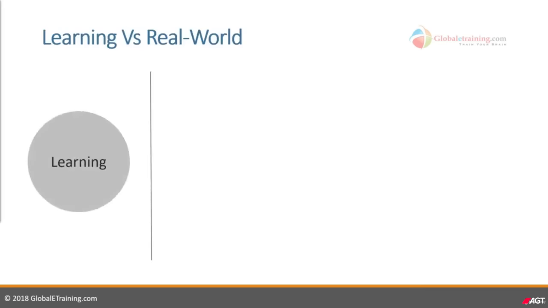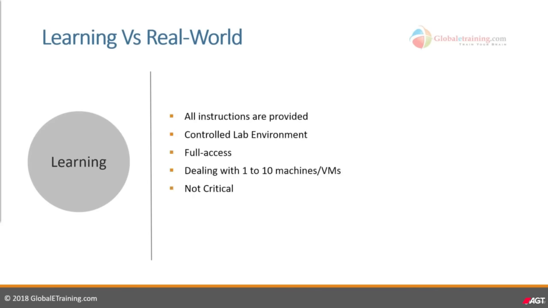Learning versus real world. In learning, all the instructions are provided either in a video format or you might have a document. The lab is a completely controlled environment. You normally have full access and you're dealing with 1 to 10 machines at the most. And for the most part, these machines are not critical. The data is not critical. The network is not critical, the systems are not critical.